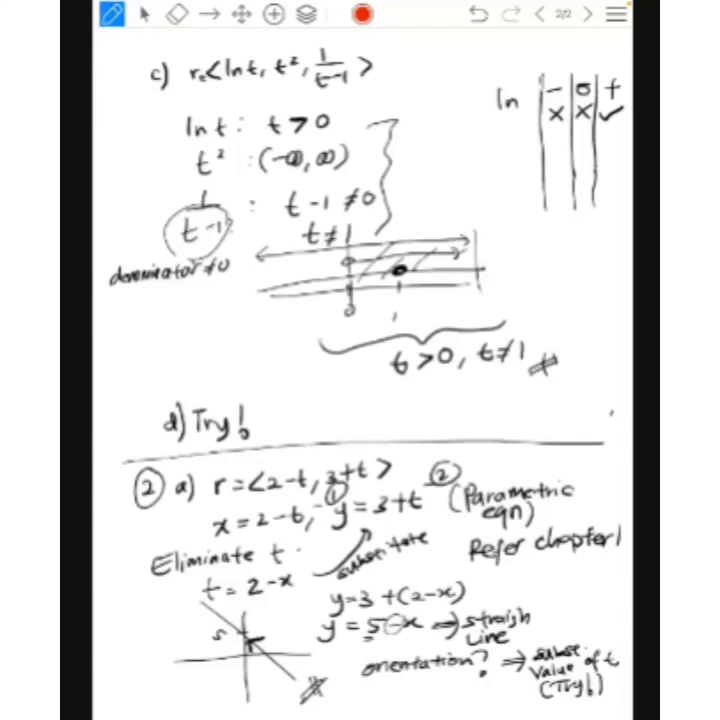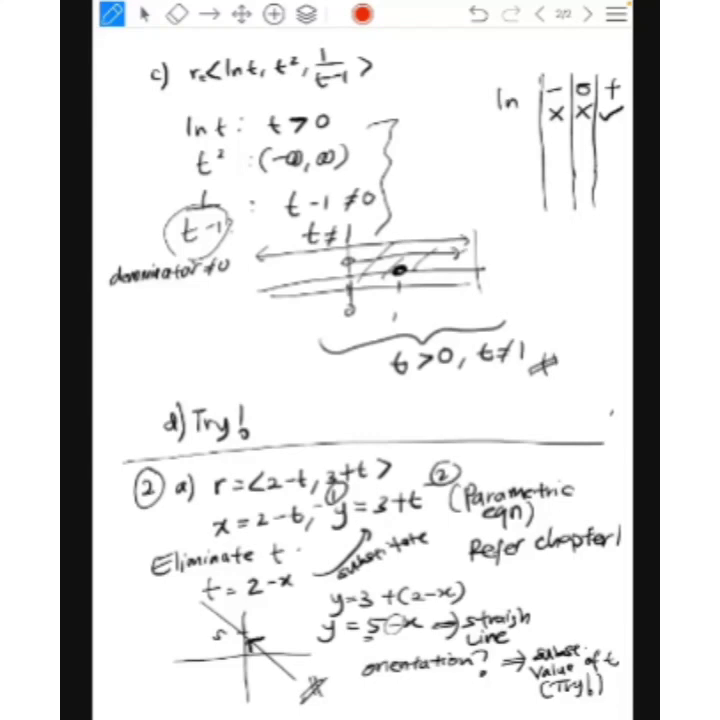Okay. Question number 2 is also the same. It will be a straight line, but then it has a domain of t between 0 and 1. So you have to draw your curve between 0 and 1 only. Okay, it cannot exceed that domain. It is also a straight line because why? t is to the power of 1 for x, and for y also it is to the power of 1.